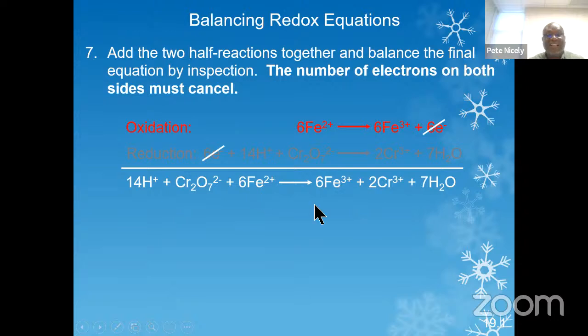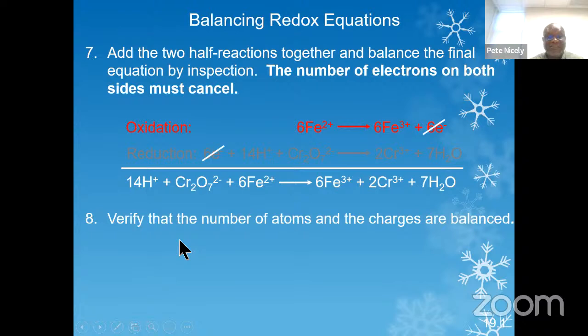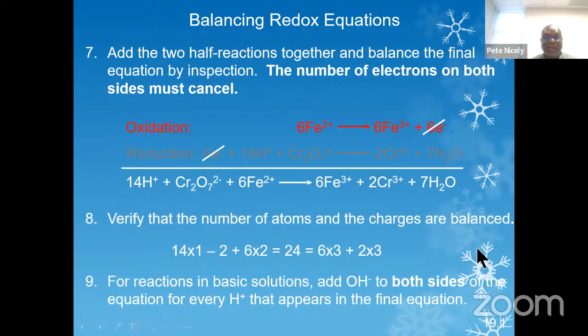You have 6 iron here, 6 irons here, and then we have to check the charges to make sure that they're balanced, right? So if you add up 14 plus charges minus 12 minus 6 times 2, according to the calculation here, that's equal to 24. And if you do a similar calculation on the right side, 6 times 3, 18, plus 2 times 3, 6, so 18 plus 6, that's 24. So therefore, the charges are balanced as well. So therefore, this equation is now balanced.